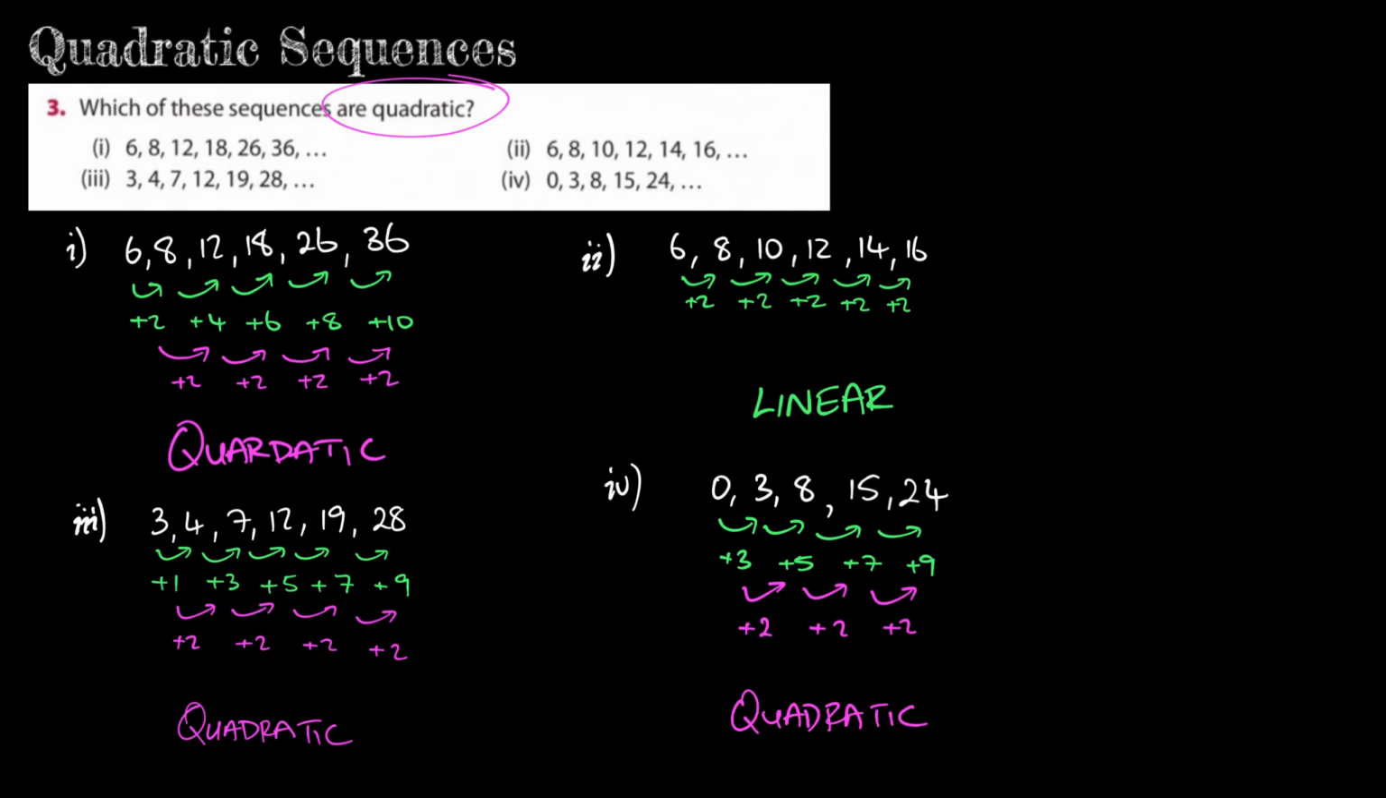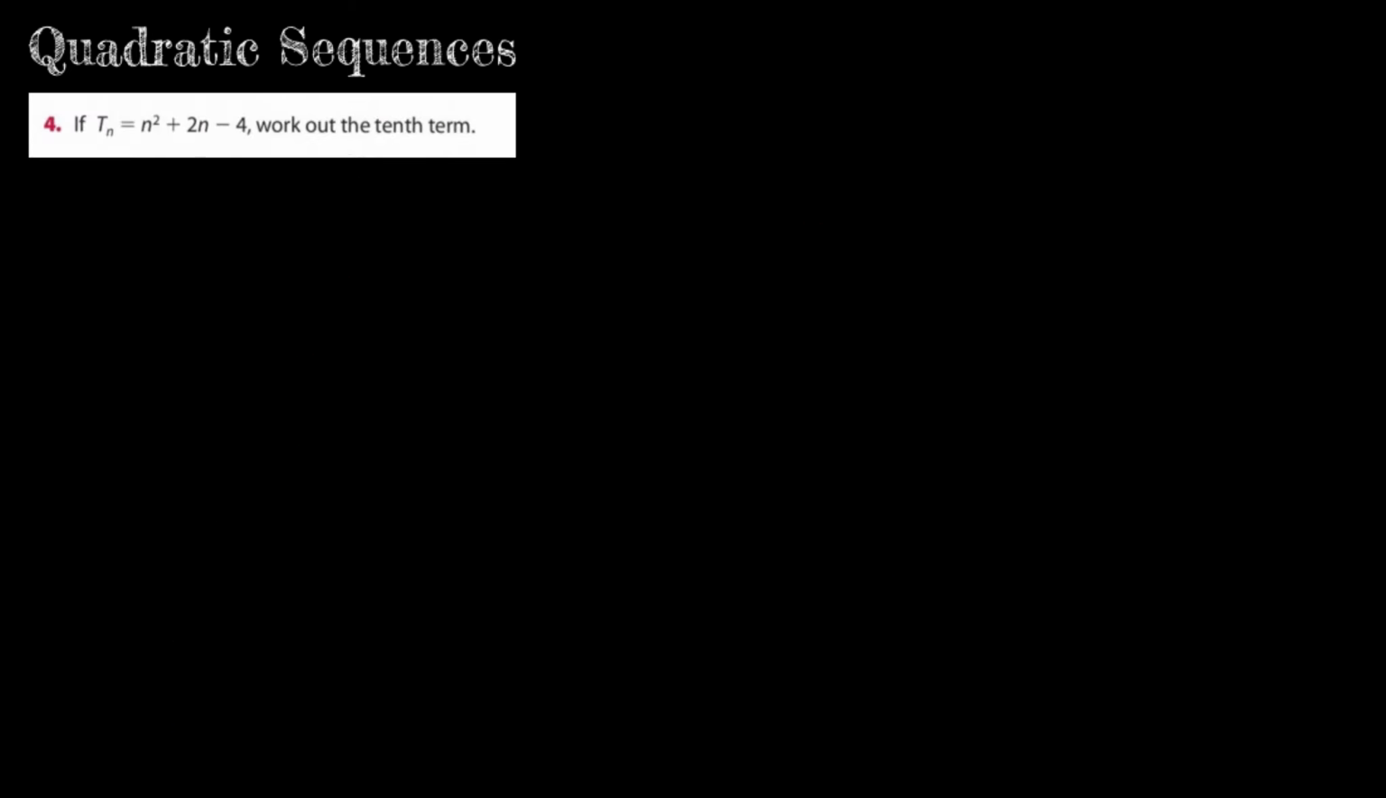So the most important thing to take from this question is that in a quadratic sequence, the second difference is always constant. And on a side note from that, you can say in a linear sequence, which you should already know, the first difference is constant. Okay. So we'll skip on there and we'll do question 4.